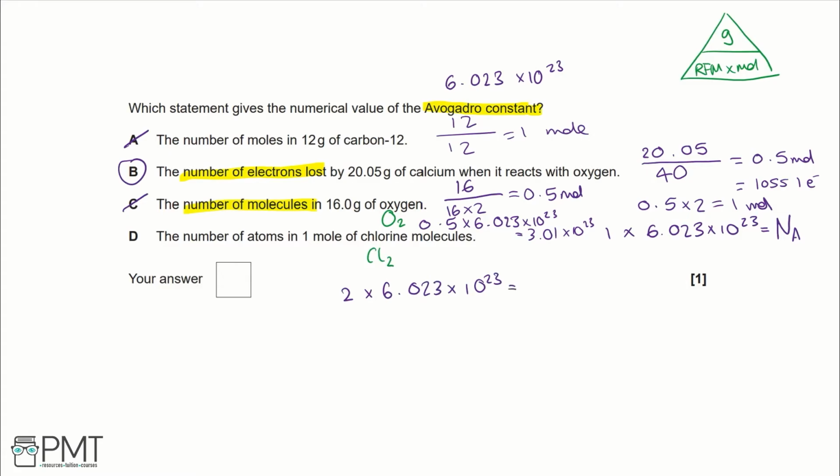It's going to equal 1.204 times 10 to the 24, which is not the answer we're looking for, so it can't be D. Therefore, our answer is definitely B, so we can write this in the answer box provided, and to get the mark for this question, you need to write B in the answer box provided.